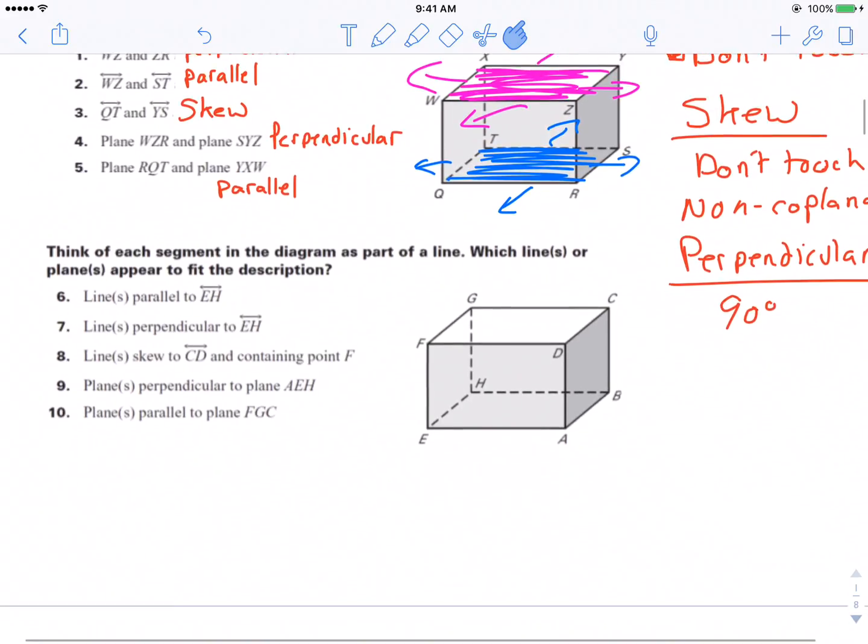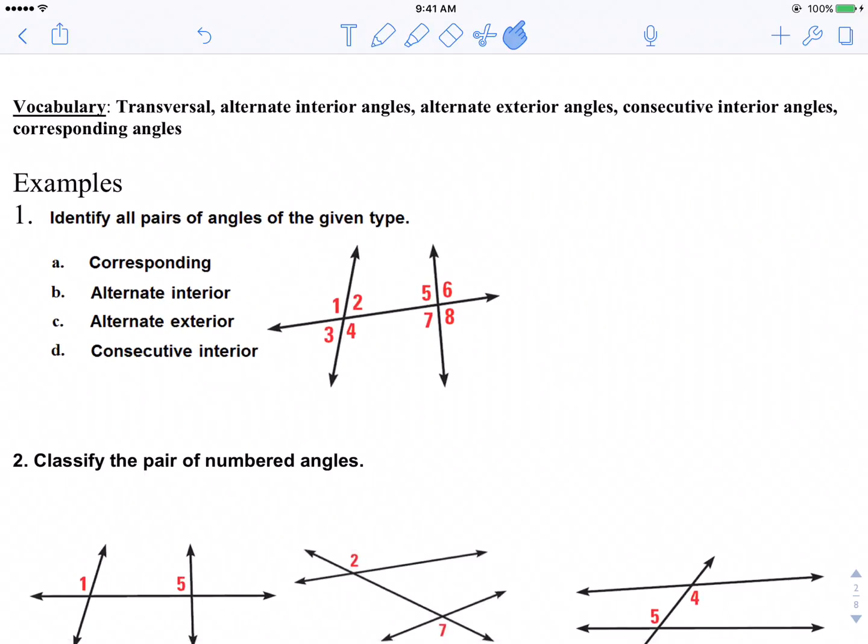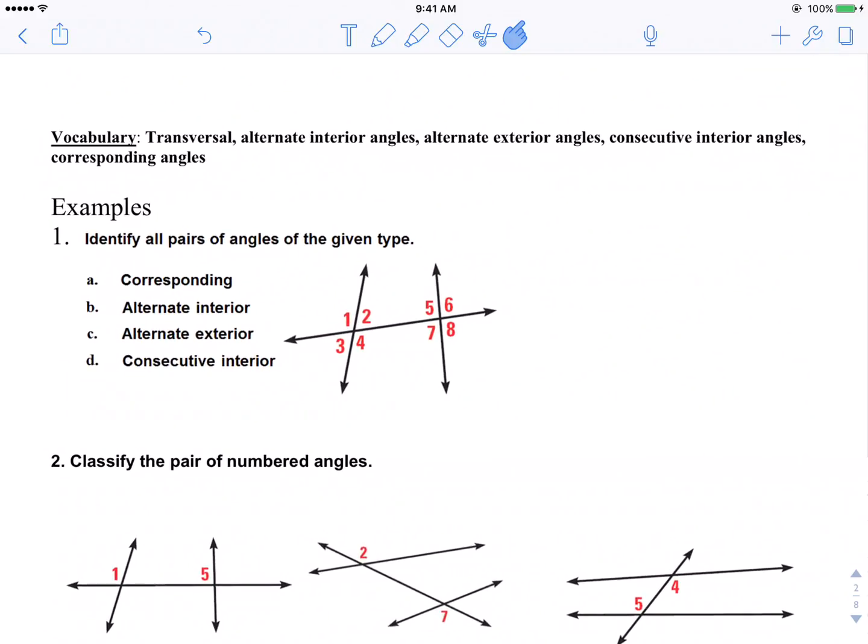All right, we're going to go ahead and move on to a next set of vocabulary words. Transversal, alternate interior angles, alternate exterior angles, consecutive interior angles, and corresponding angles. So we will come back through and we will put these into our yellow packet. But for now, I just want to go through some examples, starting to get a feel for it. You can know the definitions, but it's really about a visual. So seeing them and understanding the pattern or how we describe them.